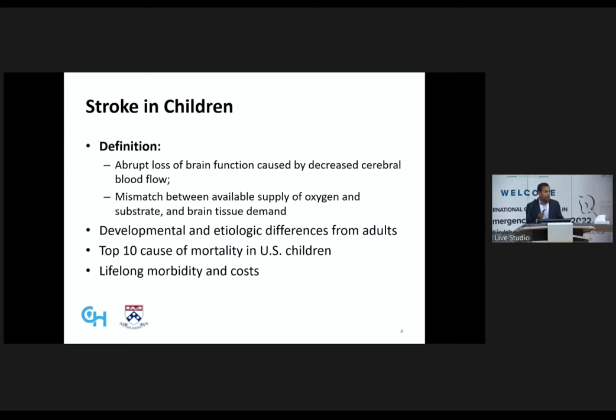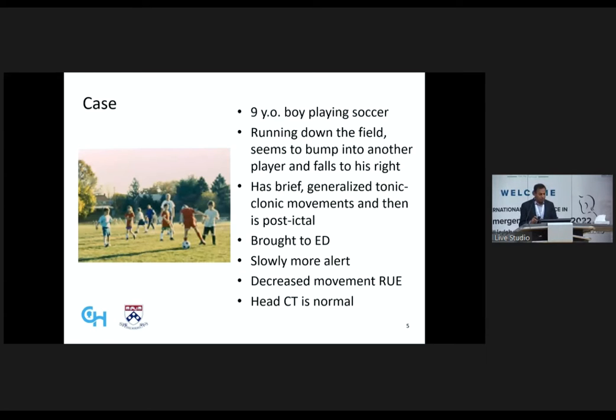We'll talk about it in more detail, but it is very important to remember that there are significant differences between the development and etiology of stroke in children as compared to adults. Stroke is actually a top 10 cause of mortality in children in the US, so it is not so rare. And once you have a stroke, not only can it cause immediate mortality, but it might lead to significant morbidity in terms of loss of function, persistent neurologic deficits and costs.